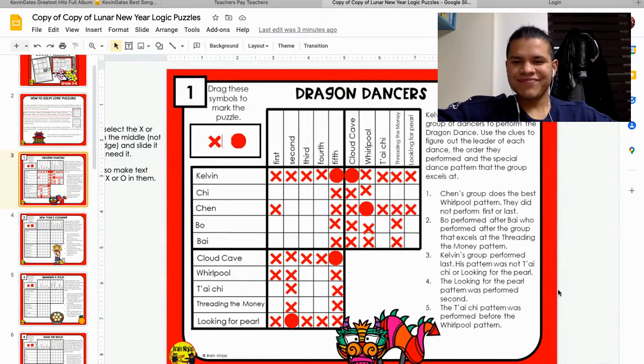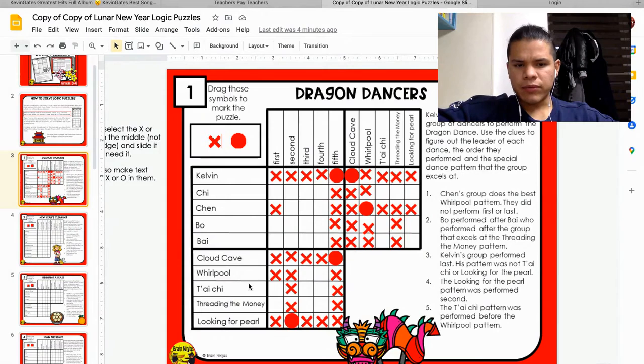You're doing great. Let's look at clue number three. Kelvin's group performed last. His pattern was not Tai Chi or looking for the pearl. Doesn't really help me. Let's go to clue number four. The looking for the pearl pattern was performed second. Again, this doesn't really help me. Clue number five. The Tai Chi pattern was performed before the whirlpool pattern.